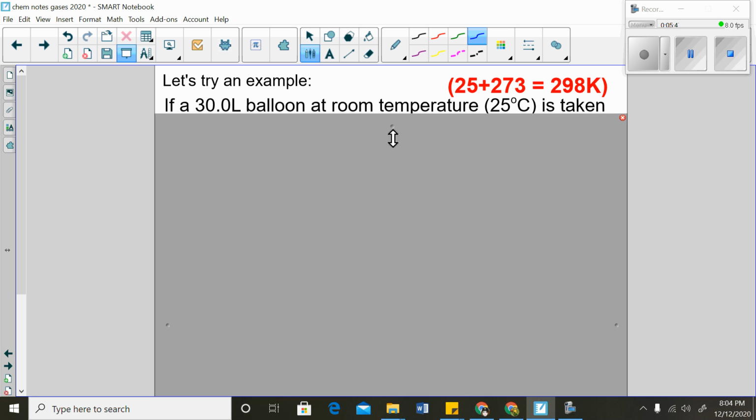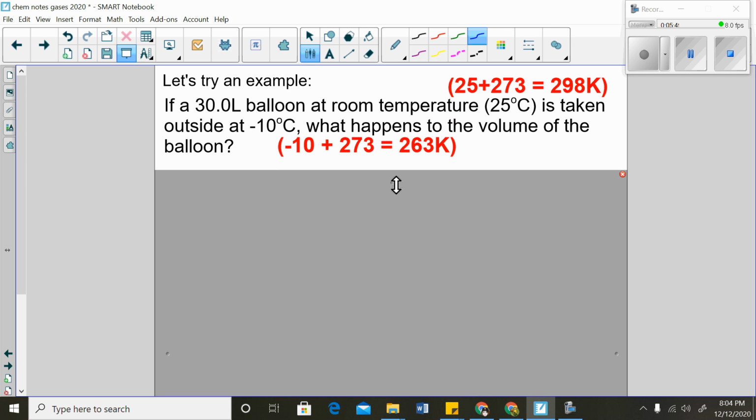So now let's try an example. If a 30.0 liter balloon at room temperature, 25 degrees Celsius, is taken outside at negative 10 degrees Celsius, so that's quite cold, what happens to the volume of the balloon? Why do I have those numbers up in red?